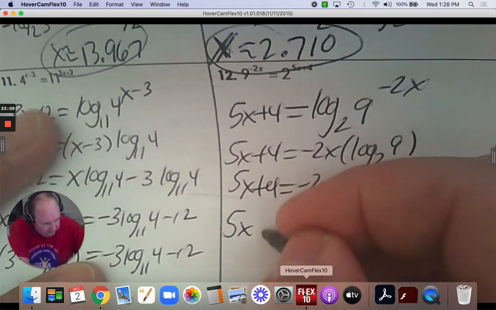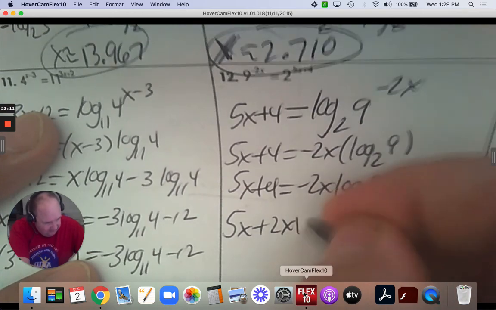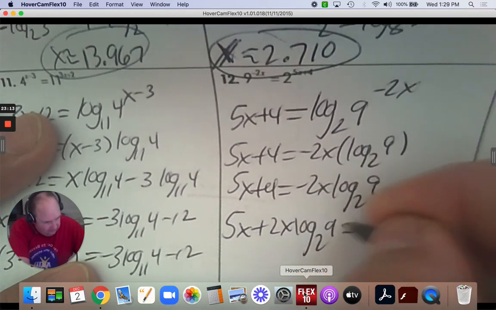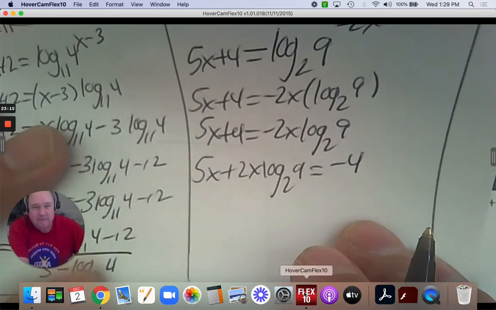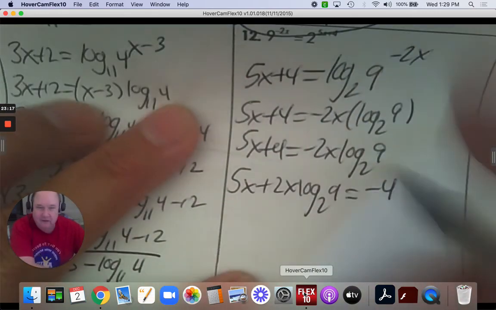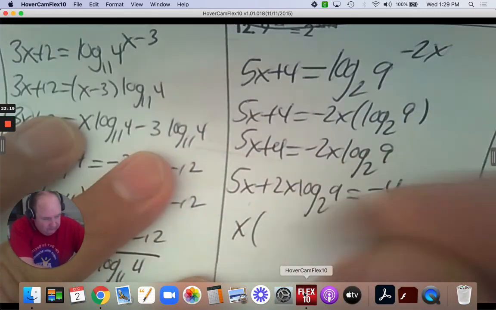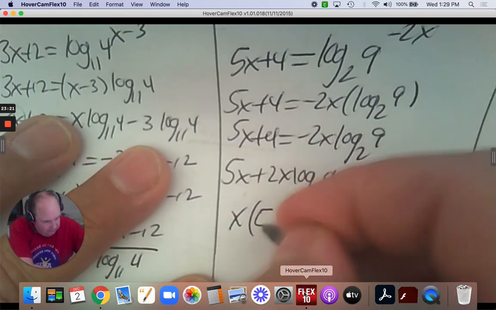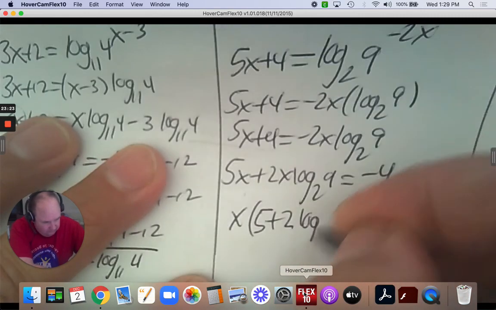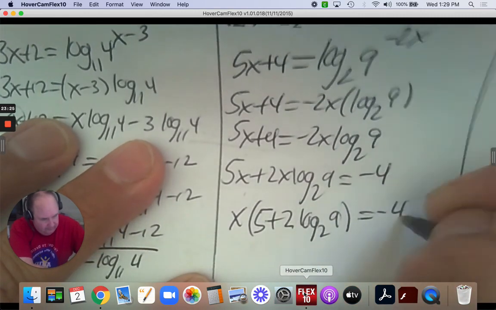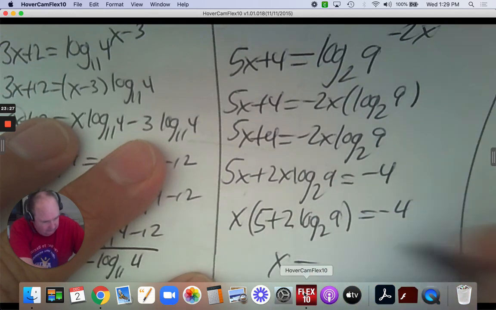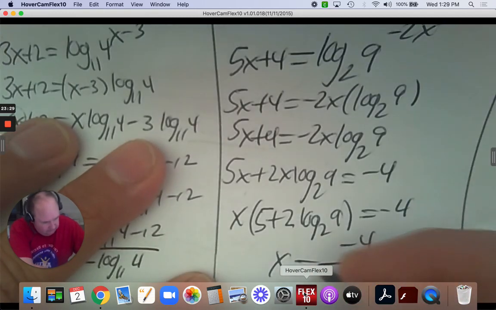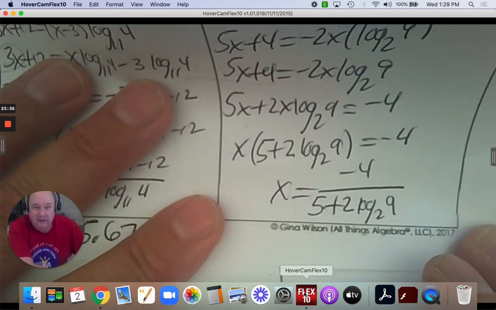So we're going to add 2x and the logarithm to the other side. We're going to subtract 4. And then the last step, we're going to factor and divide. So factor out an x, and you have 5 plus 2, and then divide. And it's done. Use your calculator.